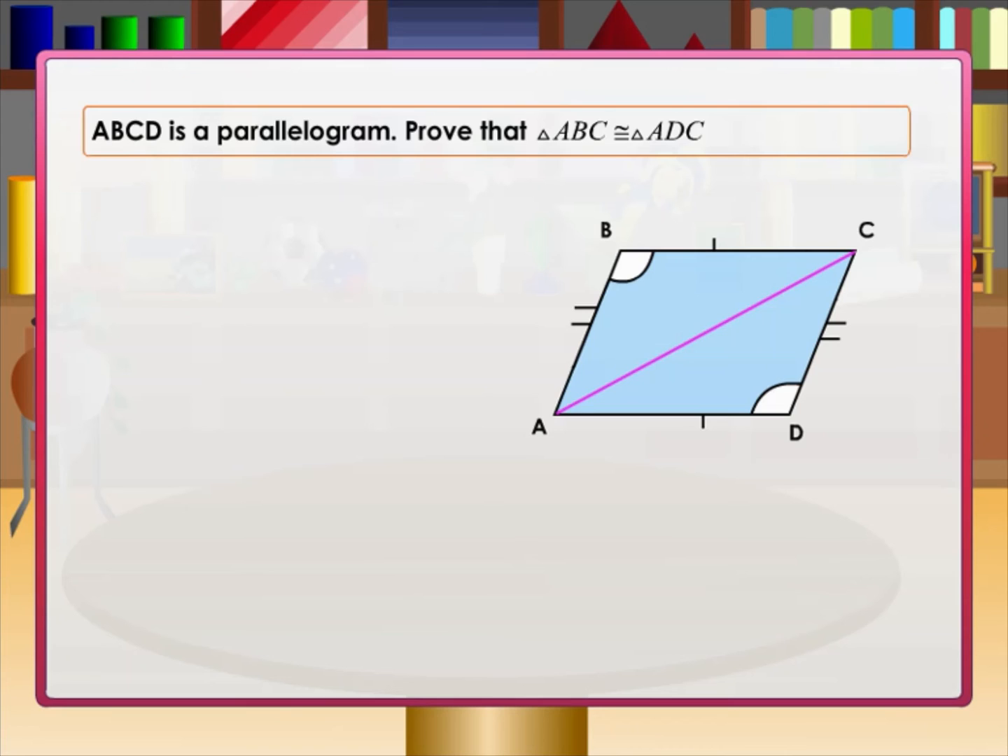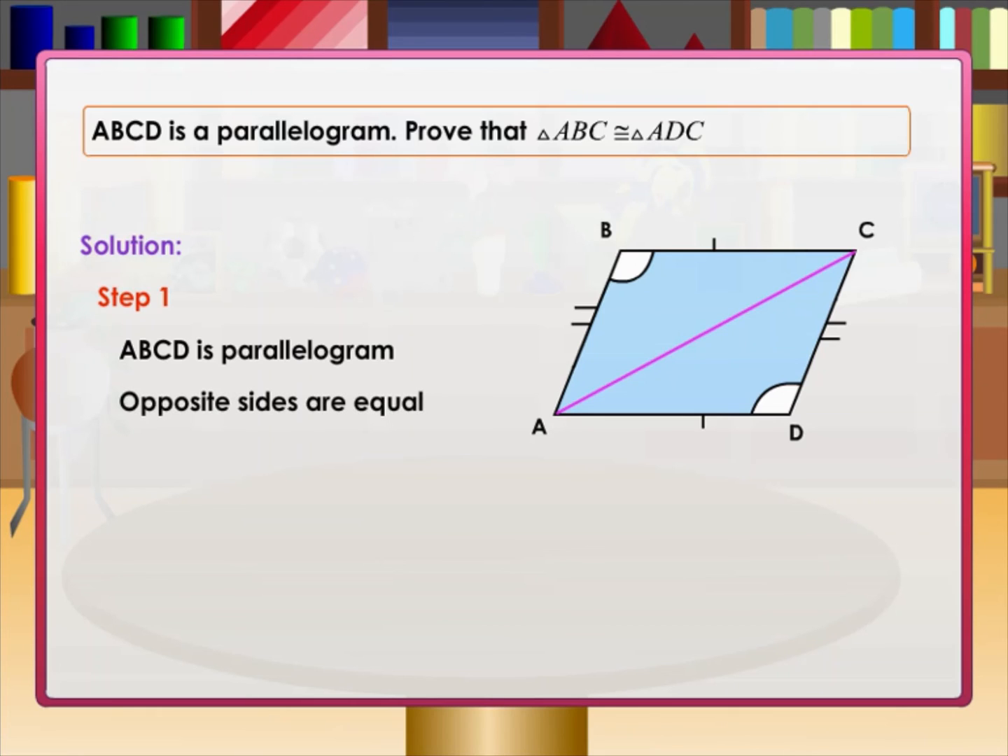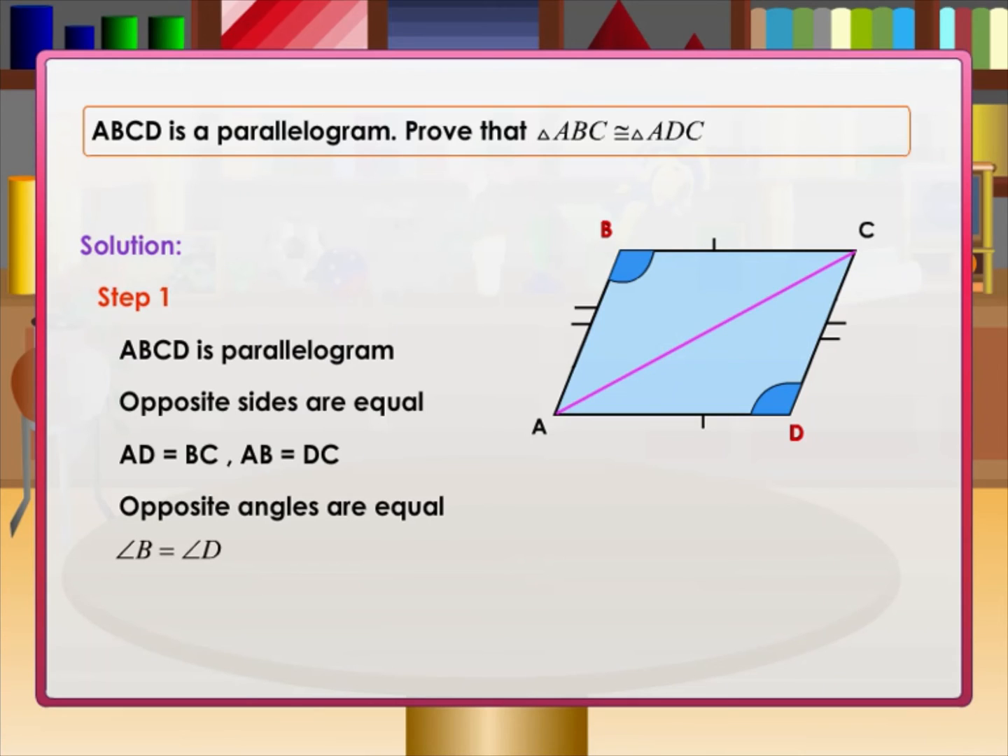ABCD is a parallelogram. Prove that triangle ABC is congruent to triangle ADC. Solution. We are given that ABCD is a parallelogram. By the properties of a parallelogram, opposite sides are equal. That is, AD is equal to BC and AB is equal to DC. Opposite angles are equal, that is, angle B is equal to angle D and angle A is equal to angle C.